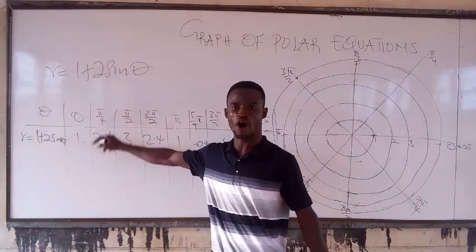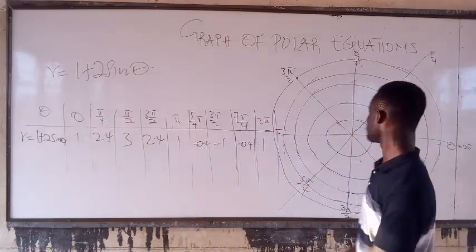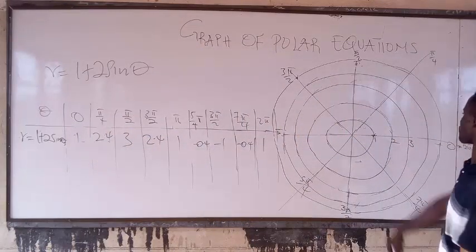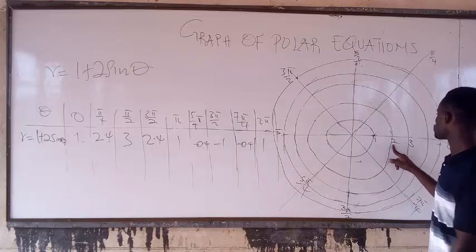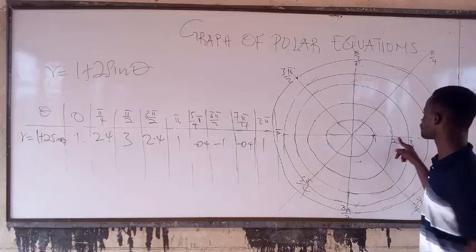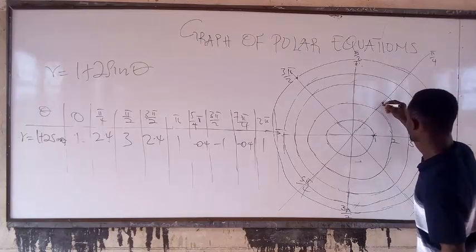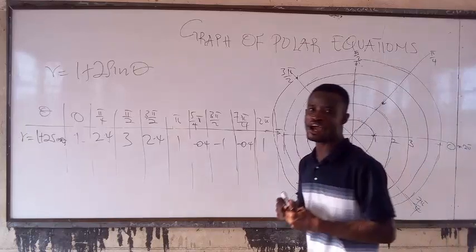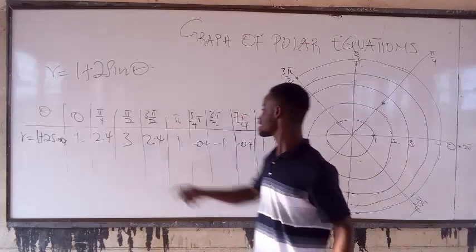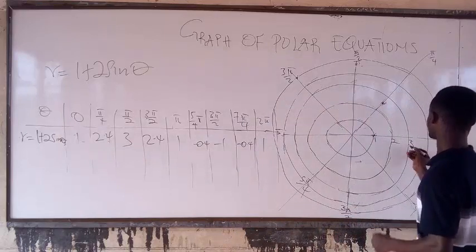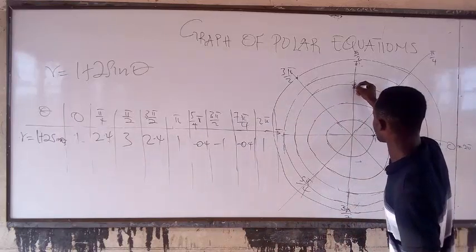At pi on 4, 2.4. Beautiful. Pi on 4, 2.4. So if there is 2, here is 3, then the middle here will be 2.5. So you can choose 2.4 to be here. At pi on 2, pi on 2 is 3. Alright, so the 3 will be here.